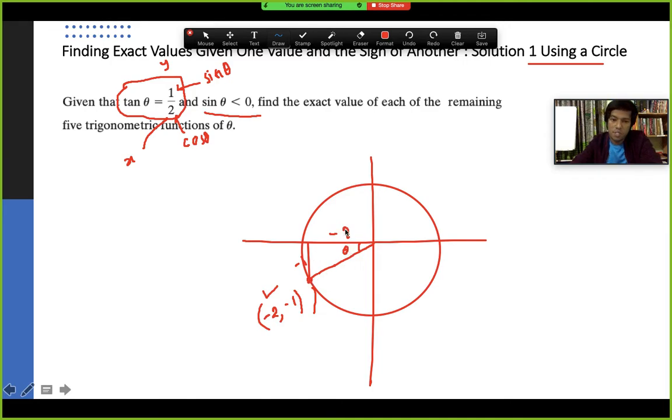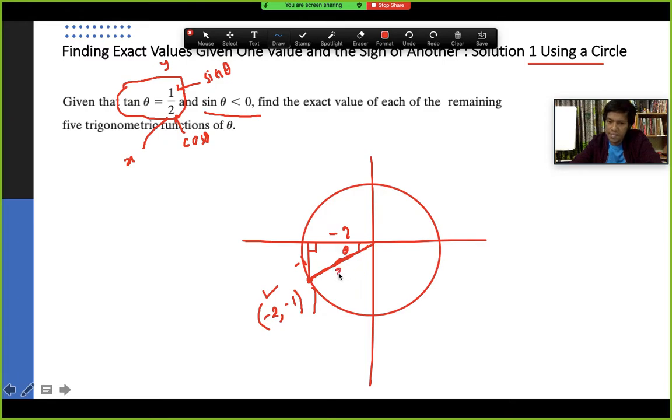Since now you know this is minus 2 and this is minus 1, you can actually find out the value of the hypotenuse. Because now you know that this is 90 degrees, what is the value of the hypotenuse? How do you know it? We know it by using x square plus y square.